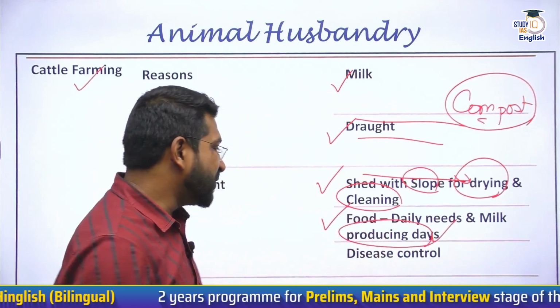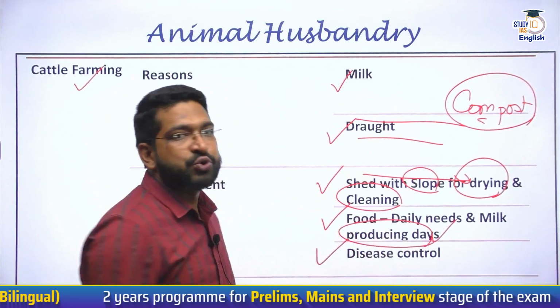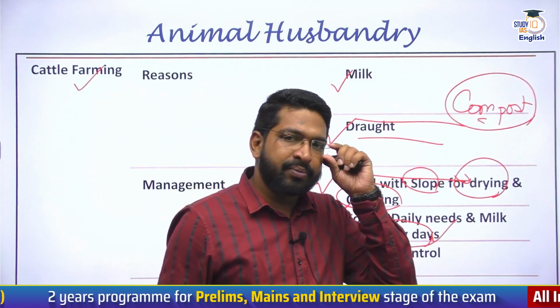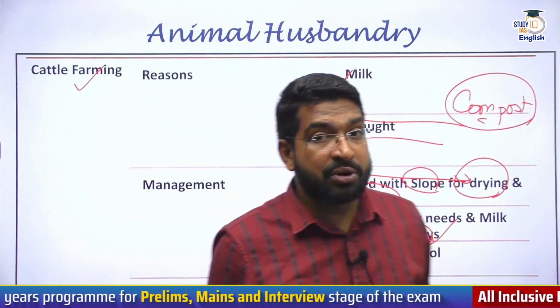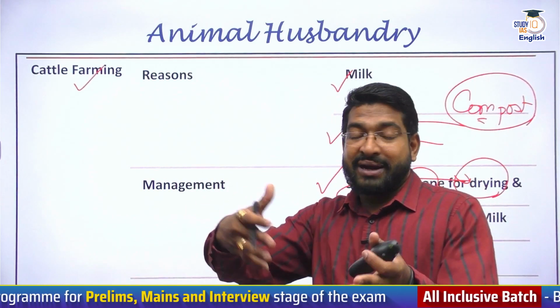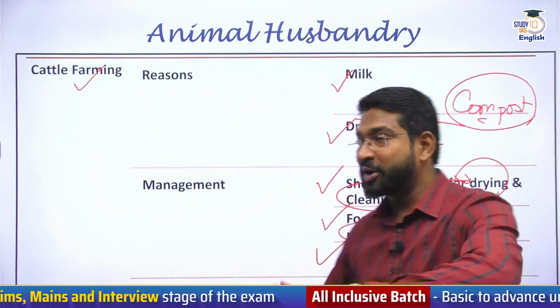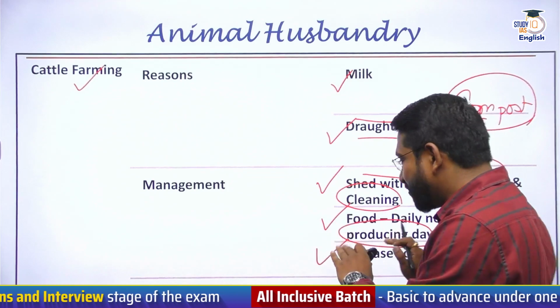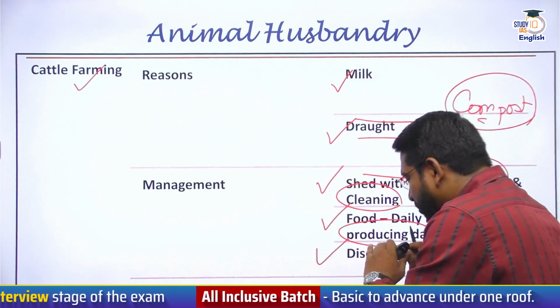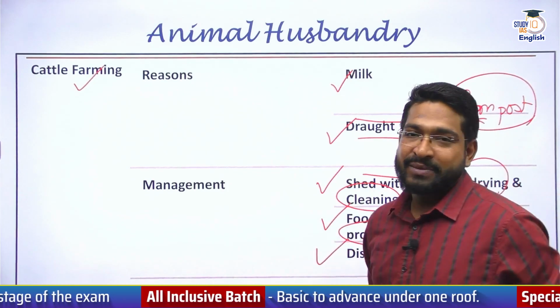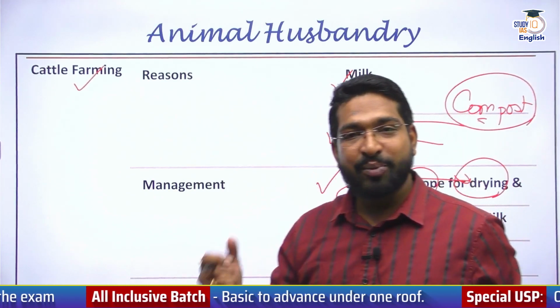And finally, I need to ensure that there is disease control in my cattle farm. These days, we are looking at many sorts of cattle outbreaks, right? Cattle disease outbreaks. We discussed the lumpy skin disease. I want to protect my cattle from such diseases. So I want to maintain a clean shed. I want to maintain a disease-free shed. So these are some of the things that I proceed with.